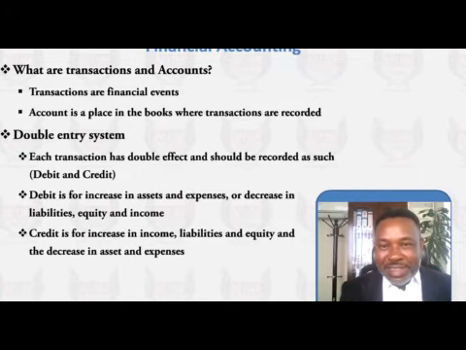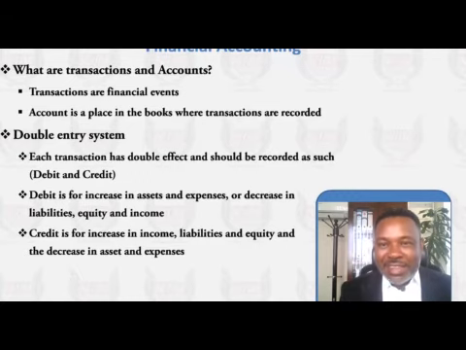So the double entry system, double entry bookkeeping, is a system of recording transactions in the books of account. This is how it works. Each transaction has a double effect and should be recorded as such, debit and credit. So the double effect is reflected in terms of debit and credit. So each transaction has a debit side and a credit side.